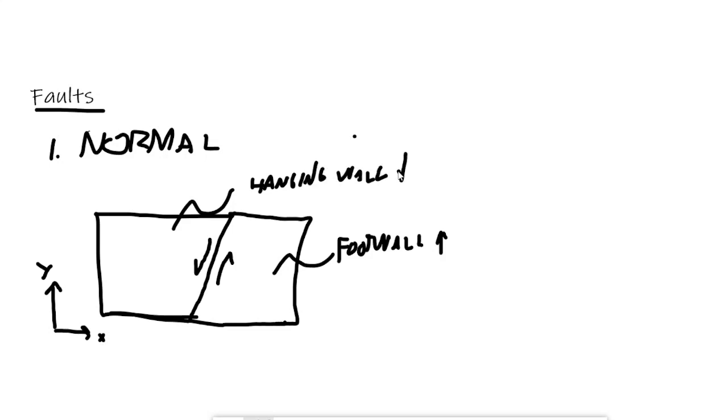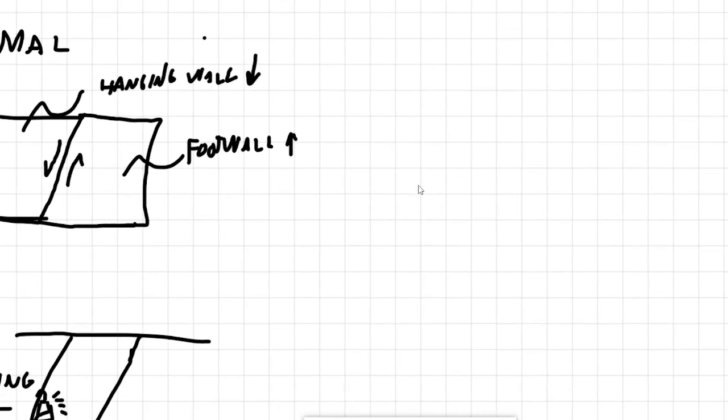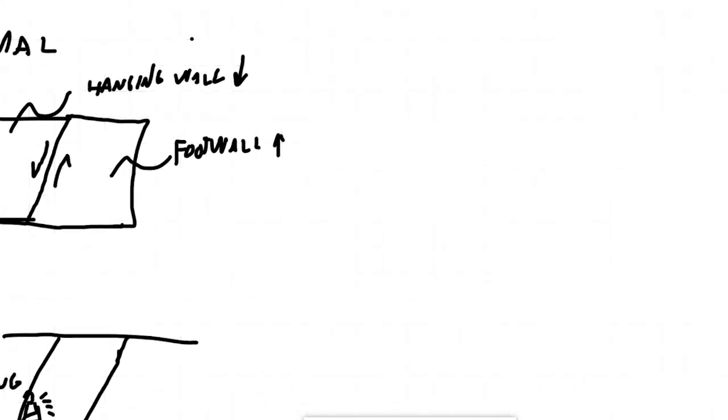Footwall up, hanging wall down. That's really what you need to remember. So that's an introduction to the first type there. Now let's jump over, give ourselves a little bit of space, and we'll introduce the second type, which will be a little bit quicker here because it's really just the opposite of the normal fault, and we call it a reverse fault.